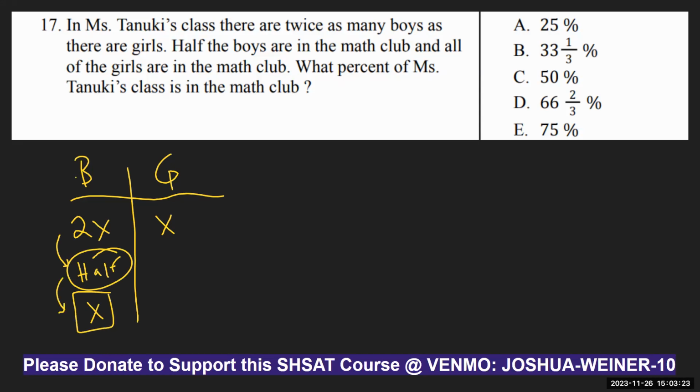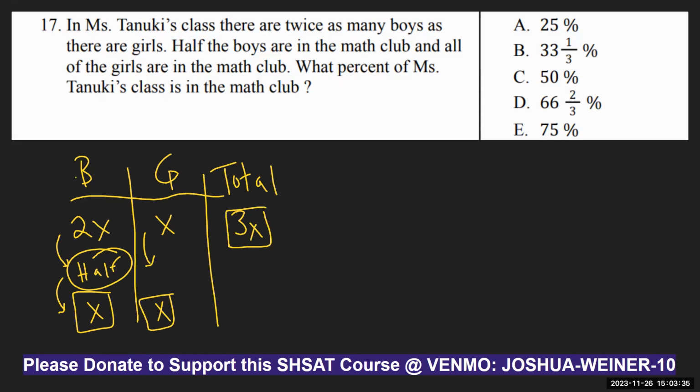And then for the girls, all the girls are like, yay, math. They all go to math club. Okay, so let's make a total column. So total in class is 2X plus X is 3X total. That's all of her students. We go across. But in the math club total, we have X plus X or 2X that are going to math club. This is half of the boys and all of the girls.